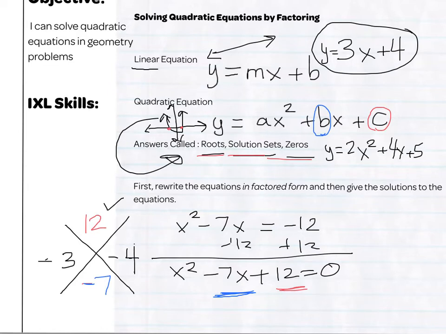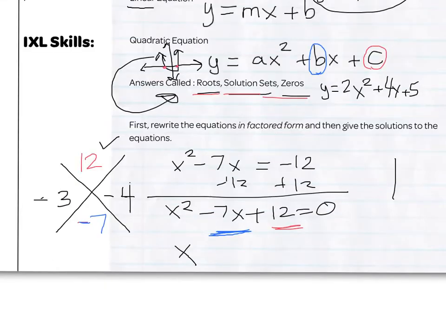So let's actually rewrite this in factor form. Take the numbers that I've just found and I write them inside of parentheses with x. So x minus 3, the quantity of x minus 3, times the quantity of x minus 4, all of that equals 0. Now I have two smaller linear equations that I need to solve.